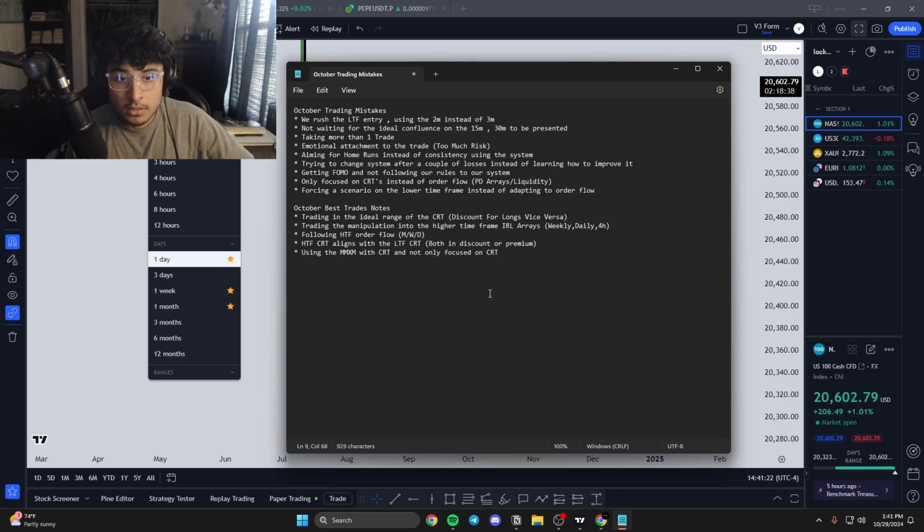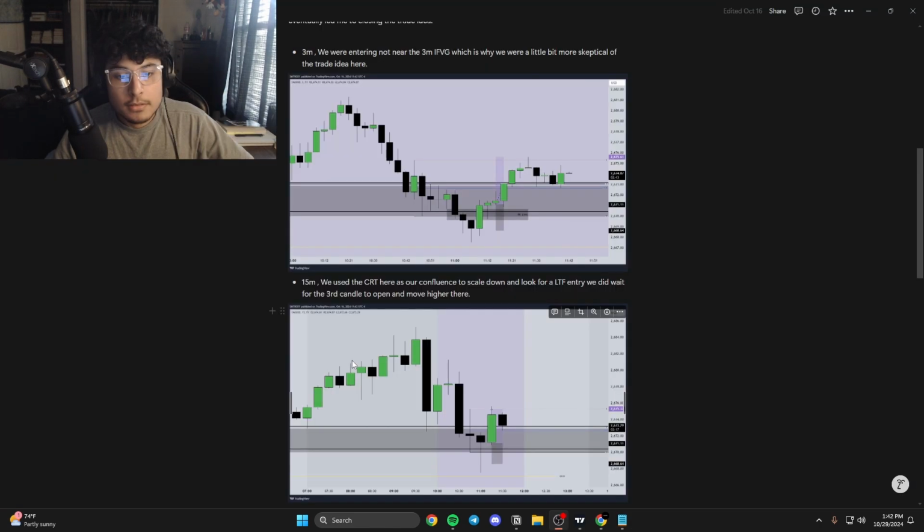If I'm being truly honest, the 4 hour doesn't really move the market. The monthly, the weekly, and the daily move the market, and that's why it's important to be trading the manipulation into the higher time frame arrays. So this is what I mean.